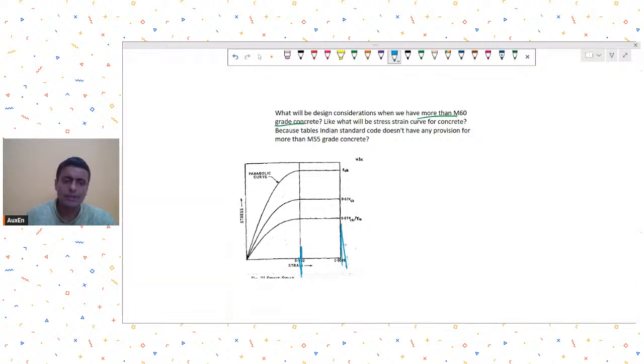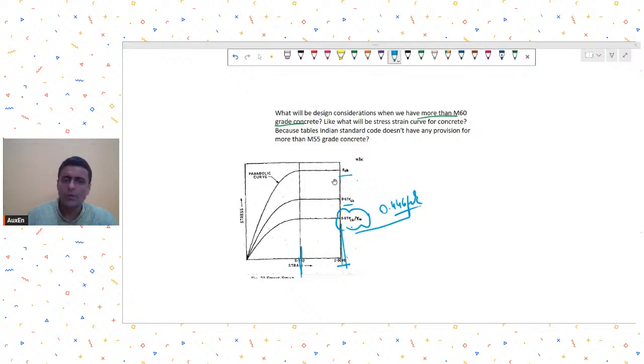So your concrete strain cannot go beyond 0.0035, at which it can resist fck, but of course we will reduce it to 0.67 fck upon gamma m, which reduces to 0.446 fck. So at a strain level of 0.0035, this is the stress level that you can have, and up to 0.002, till that level it is linear and then parabolic.